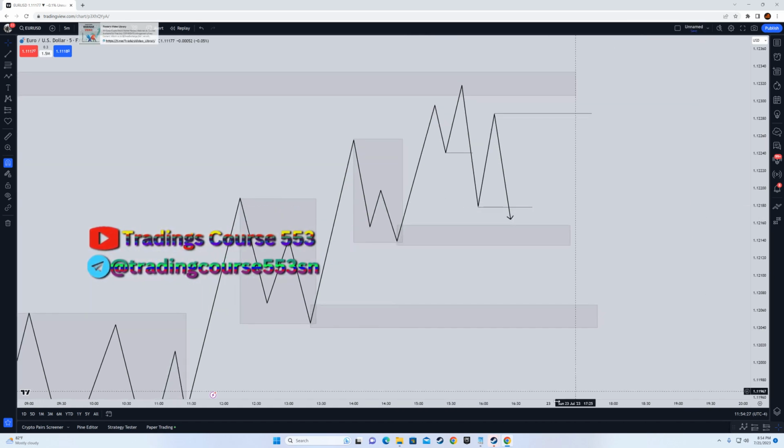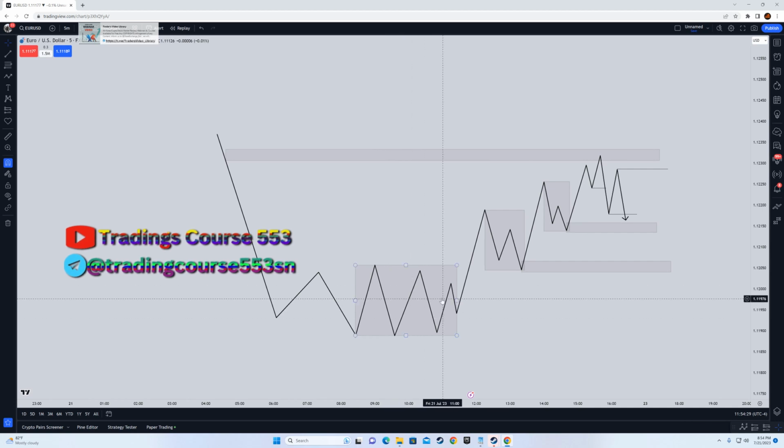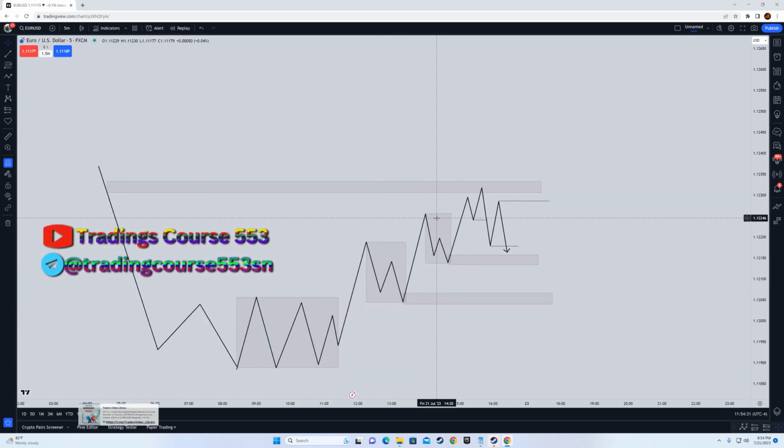You look for the exact same setup. What is that? Consolidation, another consolidation, not necessary, but a plus point, and you take your entry and you target this. So I will give you guys a couple of examples, then I'll end the video.